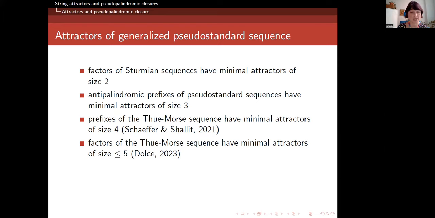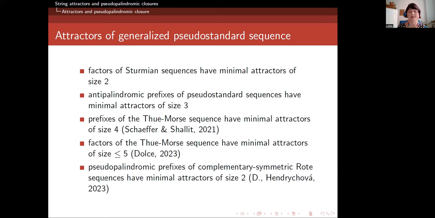And now, as a new result, let me go to a theorem saying something about pseudo-palindromic prefixes of, again, a subclass of generalized pseudo-standard sequences, this time of so-called complementary symmetric Rote sequences. Together with Veronica, we have shown that the minimum size attractors are of size 2 in this case.